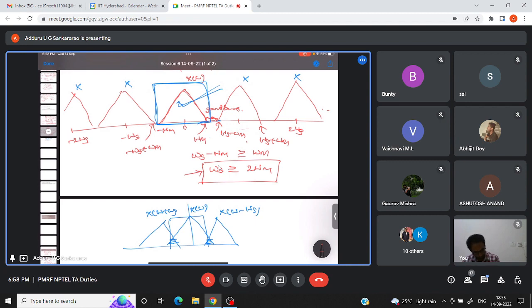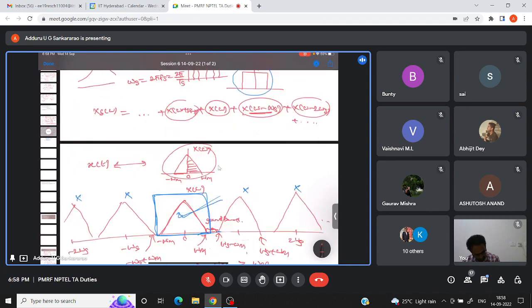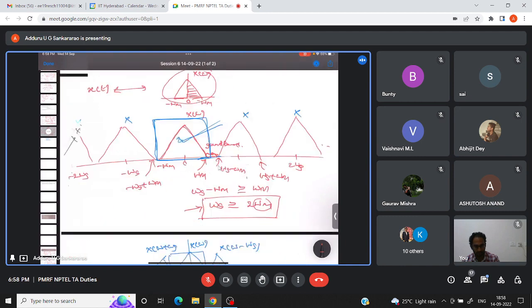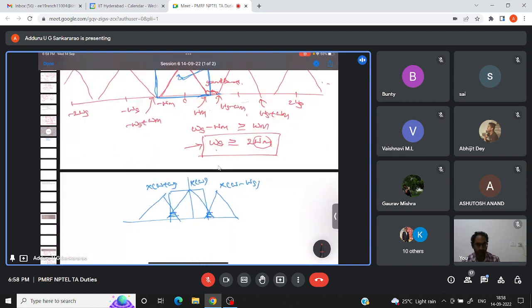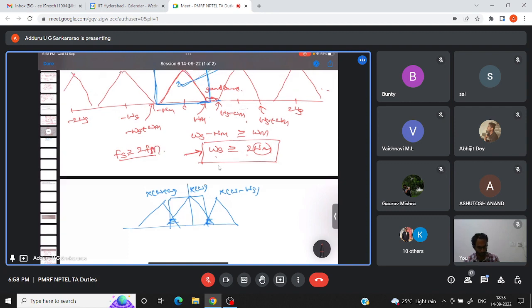Omega m is the maximum signal frequency. When the sampling rate is at least 2 times the maximum signal frequency, then only we can recover back the signal. That is the condition. How do we derive this condition? fs greater than or equal to 2fm. The Nyquist criterion's lower limit is fs equal to 2fm.